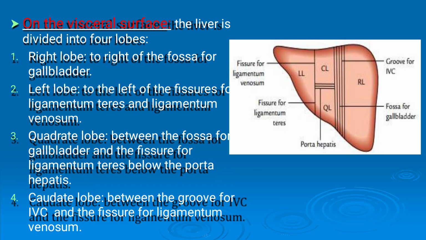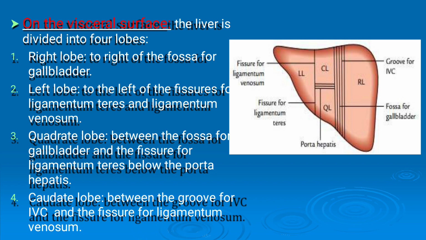On the visceral surface, the liver is divided into four lobes. We already discussed the diaphragmatic surface, which has two lobes, right and left. On the visceral surface, the liver is divided into four lobes: the right lobe, to the right of the fossa for gallbladder, and the left lobe, to the left of the fissure for ligamentum teres and ligamentum venosum.